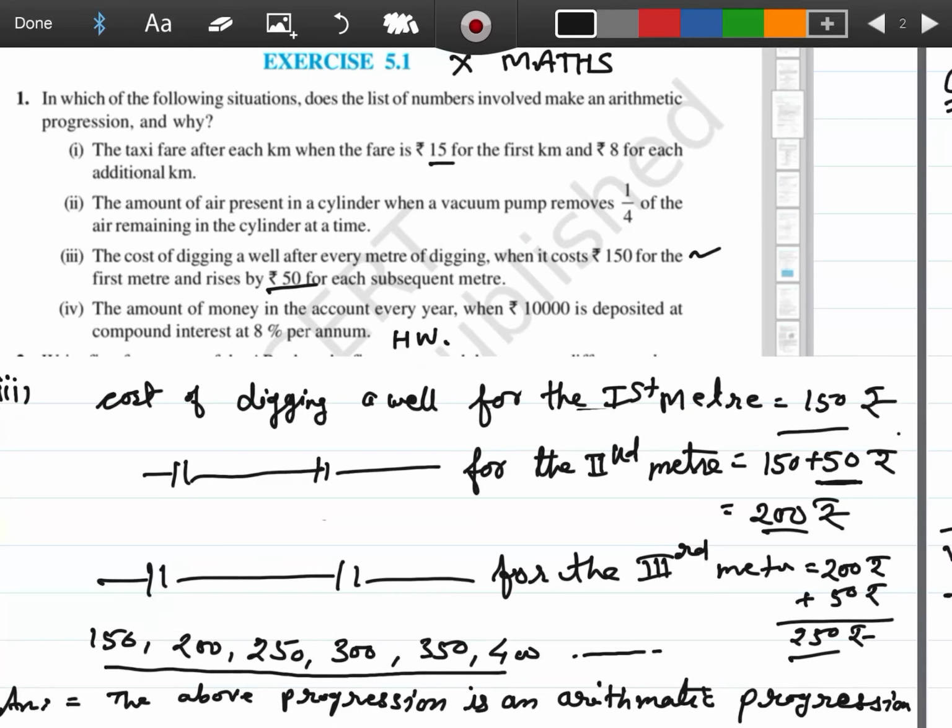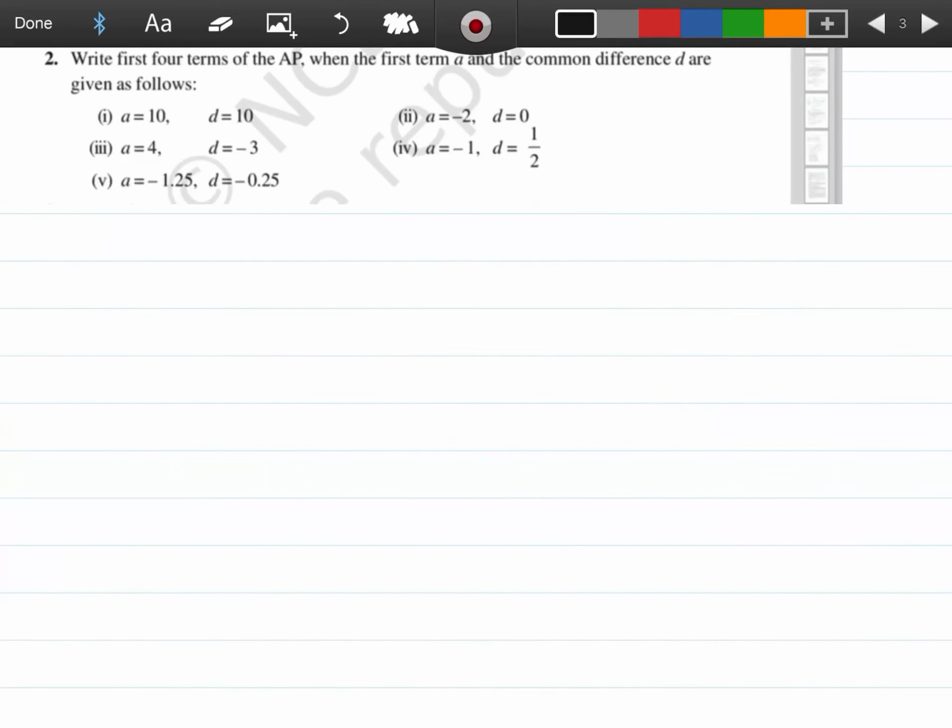Now let us move to the next question. Second question: write the first four terms of the AP when the first term is A and the common difference is D. A and D have been given to you. So we have to write the first four terms. I have told you in the previous video what is the general form of the AP.